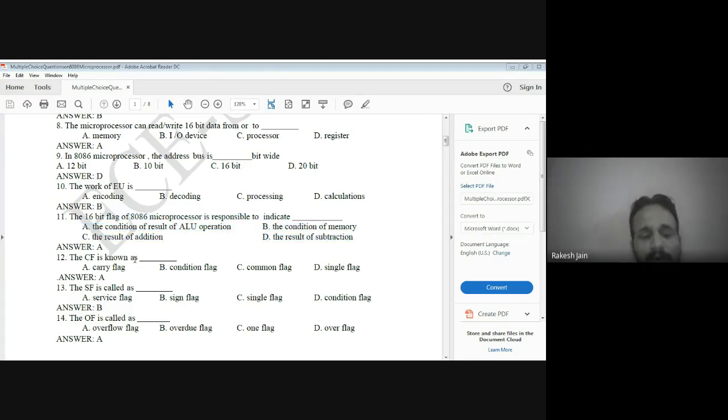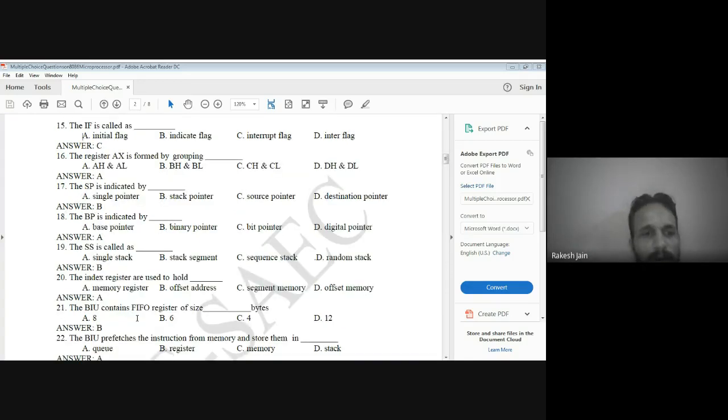The CF is known as carry flag, conditional flag, common flag, or single flag. So we saw previously in the difference between 8085 and 8086, in the flag register I wrote CF, that is carry flag. The 13th question: what stands for SF? So SF is your sign flag. What stands for OF? Definitely it is your overflow flag.